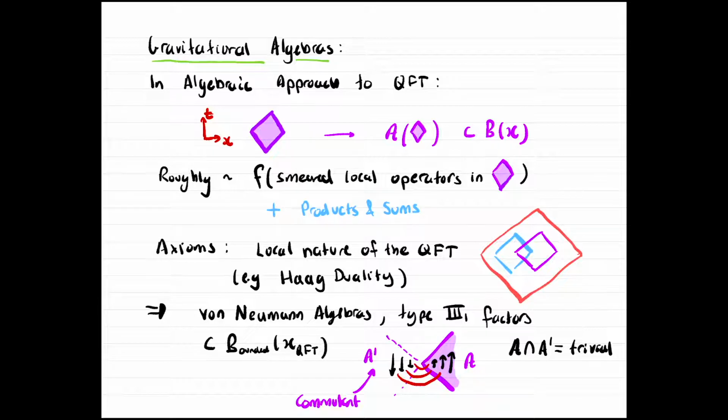In particular, we're talking about entanglement between the algebra A and its commutant, right? So the commutant is everything associated to the region that is space-like separated to this region. And in particular, in quantum field theory, we have this infinite entanglement near this point here, and it's entanglement on all scales, and that's what gives rise to this type 3. Okay.